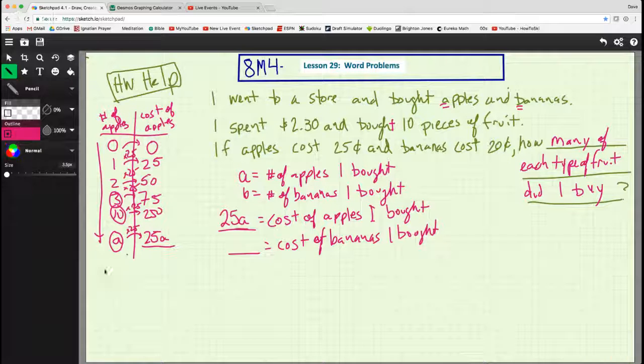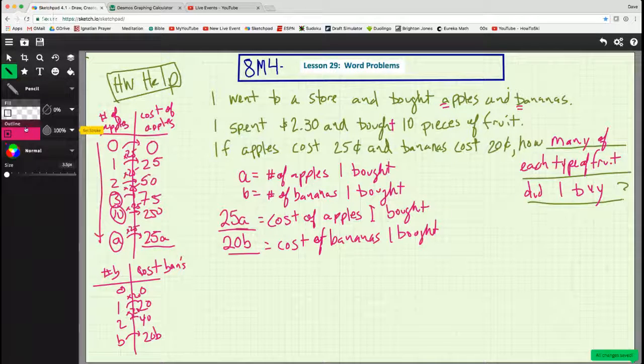Now, similarly, the number of bananas and the cost of bananas is 0, 20, 0, because these are 20 cents a piece, right? 0 costs 0. 1 costs 20, 2 costs 40, so it's times 20. So if I have B bananas, the cost is 20B.